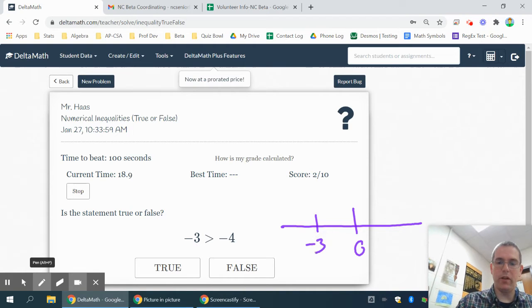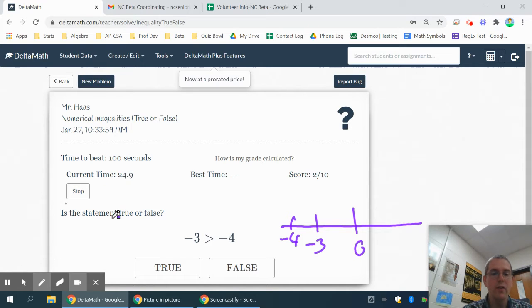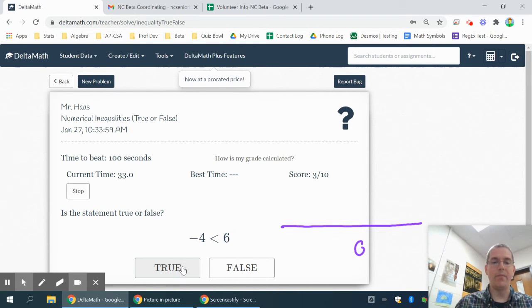if this is 0, this is -3, this is -4. You can always think about temperature. -4 is even colder than -3. So -3 is a little bit bigger or a little bit to the right of -4 on the number line. So that is a true statement. Of course, a negative is always less than a positive, and that should give you the idea of those.